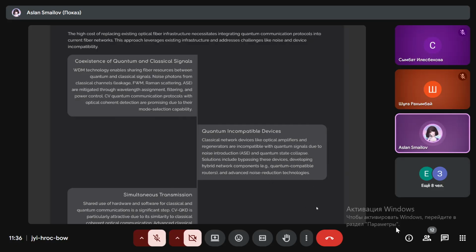I guess the most interesting is the coexistence of quantum and classical signals. WDM technology enables sharing fiber resources between quantum and classical signals; noise photons from classical channels are mitigated through wavelength assignment, filtering, and power control. CV quantum communication protocols with optical coherent detection are promising due to their mode selection capability.